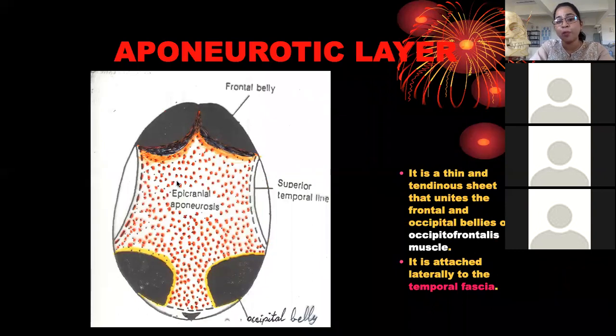When I'm saying aponeurosis, what is aponeurosis? The meaning of aponeurosis is that it is a flattened tendon. Where is the tendon? Where will you see a tendon? Anyone? In between muscle and bone. Yes. So whenever a muscle is attached to a bone, you will see that the tendon is present.